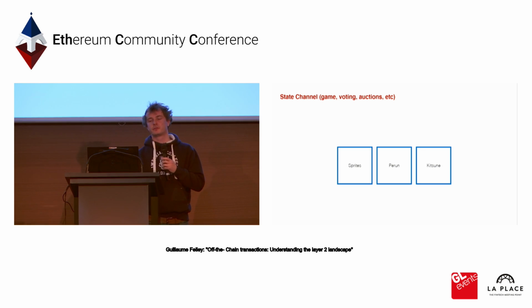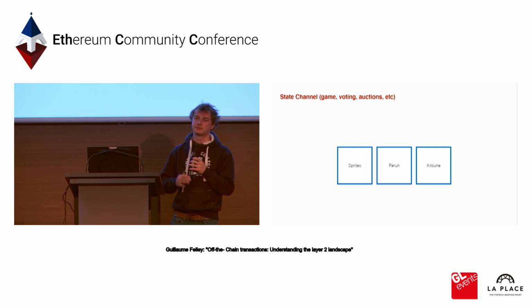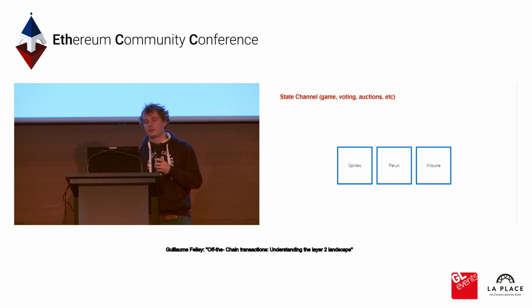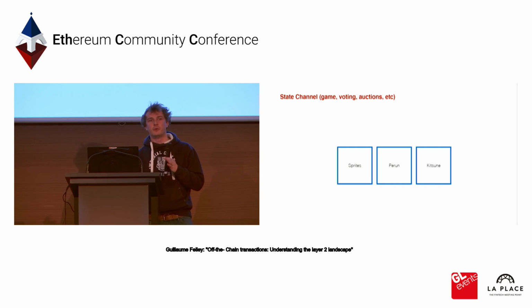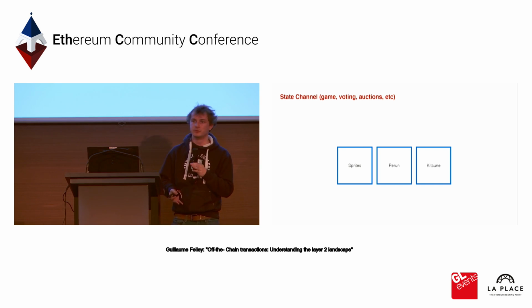All right, then you have state channels. Those three are state channel proposals. On state channels, you can do things like game voting options and so on. But you cannot run arbitrary code like you could do on the EVM.